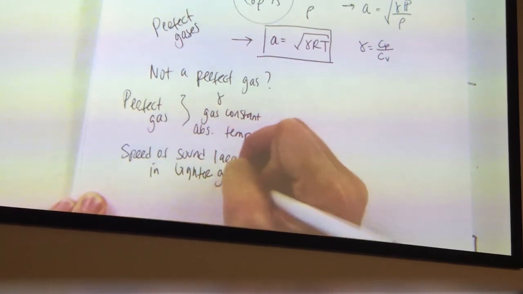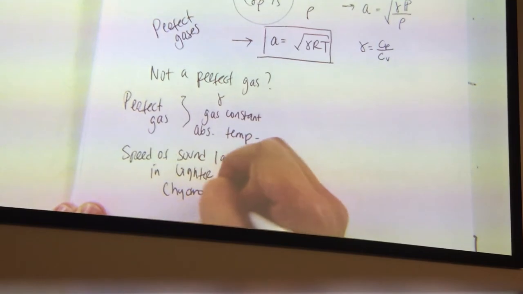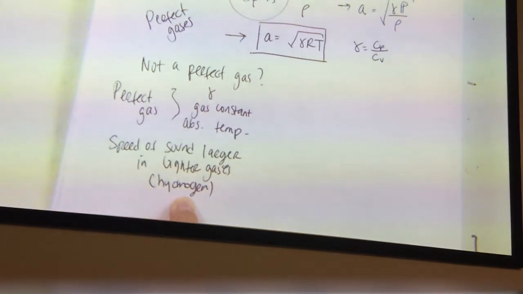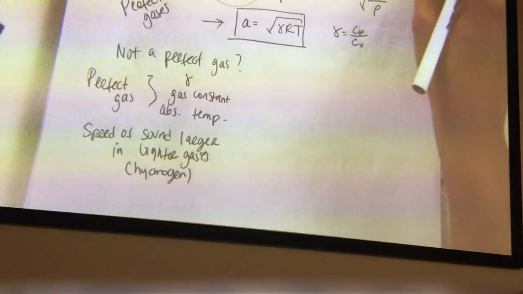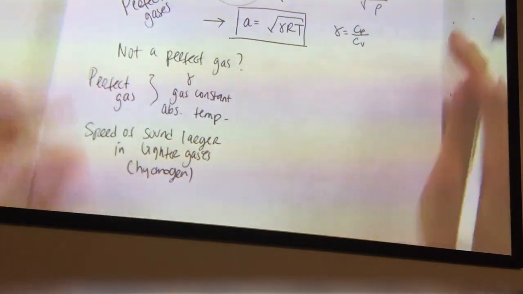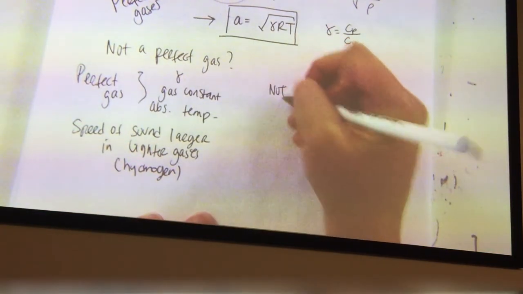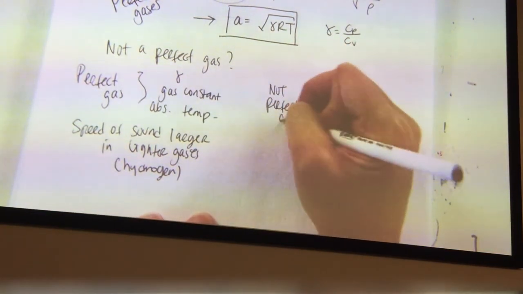Lighter gases like hydrogen. So the speed of sound is going to be much larger when we get lighter and lighter, so less density. That's just directly from here. It's basically what we're going to be treating in this class, but always keep in mind and know what happens when we have not a perfect gas.